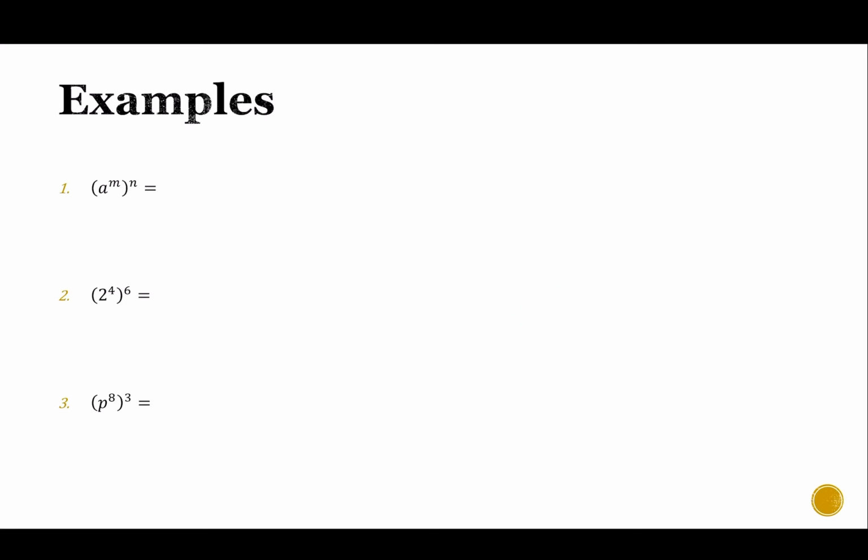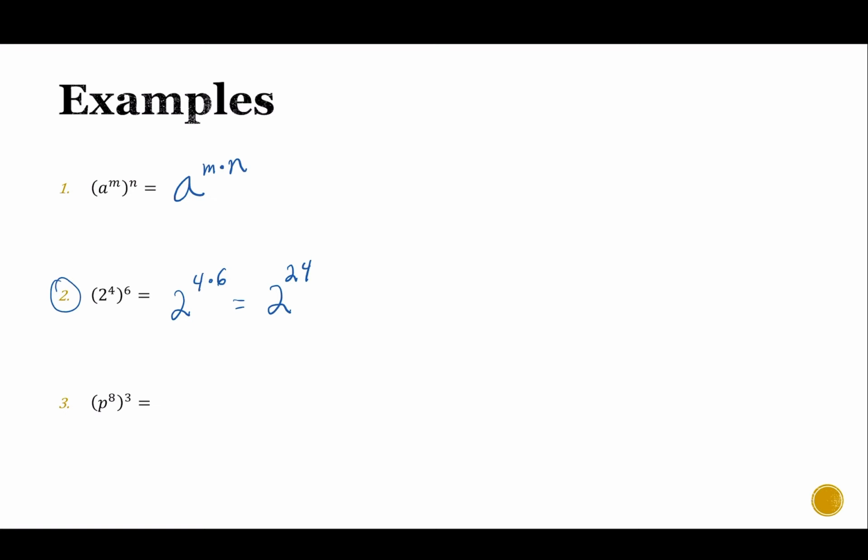So if I have a to the m to the n, lots of variables I know, that just means what I want to do is I want to multiply those. So I'm going to have a to the m times n. Next, for problem 2, I have 2 to the 4th to the 6th. I'm going to have 2 to the 4 times 6, which would give me 2 to the 24th power, and that's going to be a really big number.